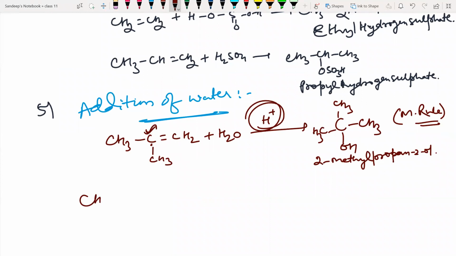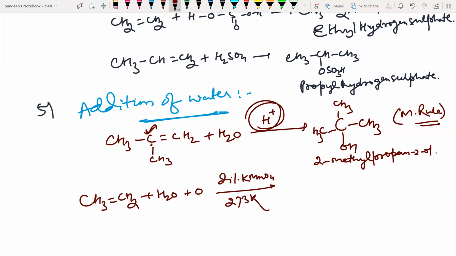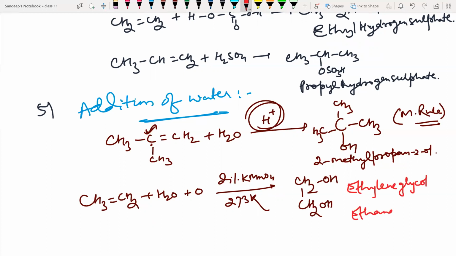Now keep in mind that when you take ethene and treat it with dilute KMnO4, so dilute 1% KMnO4 is called Bayer's reagent, it forms ethylene glycol, which is an antifreeze compound. Ethylene glycol is also called ethane 1,2-diol. They are dihydric alcohols because they have 2 OH groups.